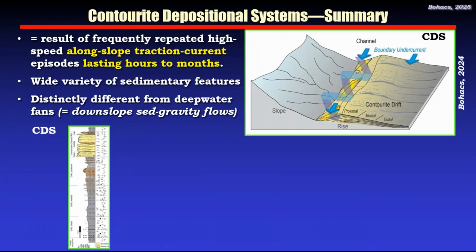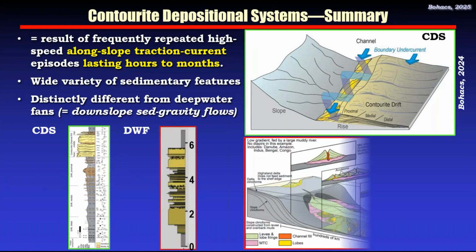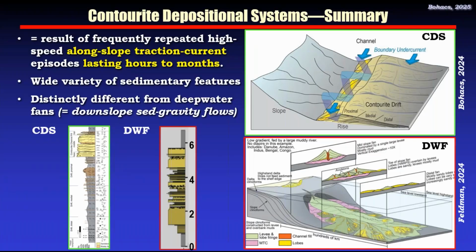These systems are the result of frequently repeated episodes lasting hours to months of high speed but subcritical traction currents flowing along slope. They contain a wide variety of sedimentary features. They are distinctly different from deep water fan systems, which are dominated by downslope, frequently supercritical sediment gravity flows.